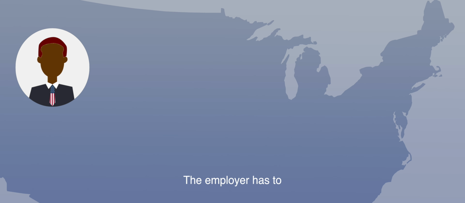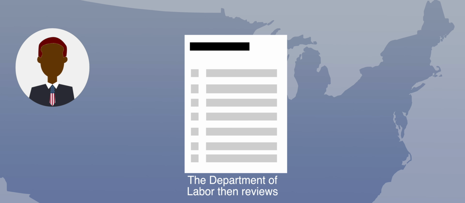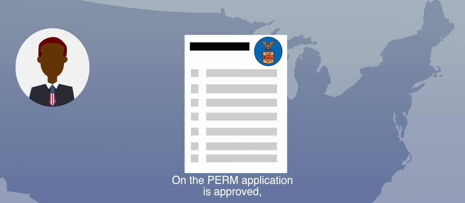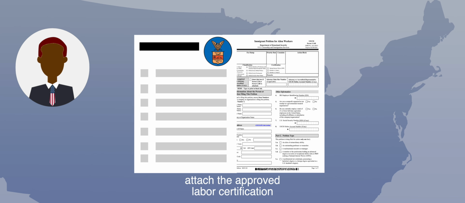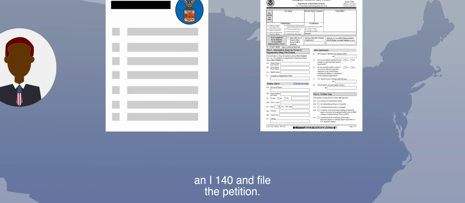The employer has to go through a recruitment process that is defined in the regulations. The recruitment process can be no more than 180 days old when the employer files the application for labor certification. The Department of Labor then reviews the application and decides whether or not it will approve it. When the PERM application is approved, then the employer has to attach the approved labor certification within 180 days to an I-140 and file the petition.